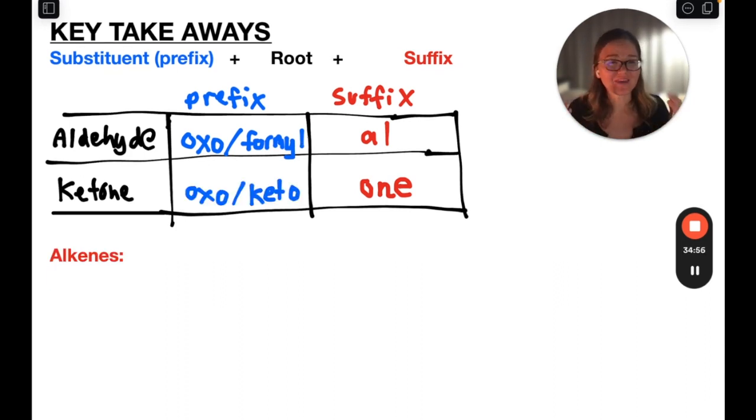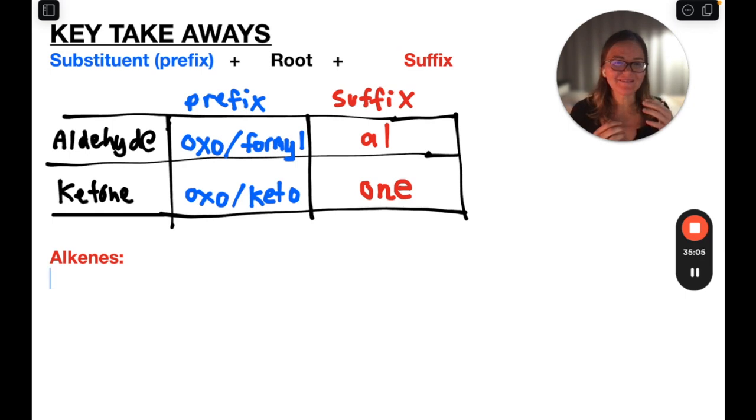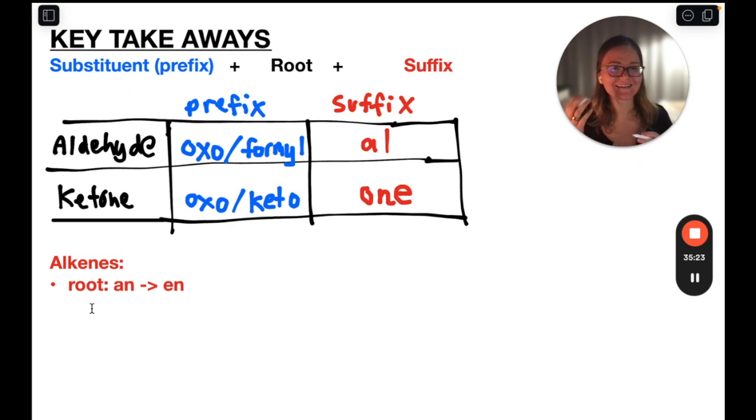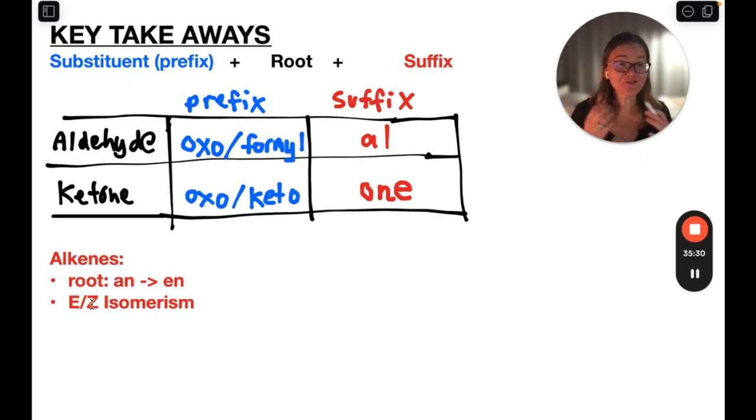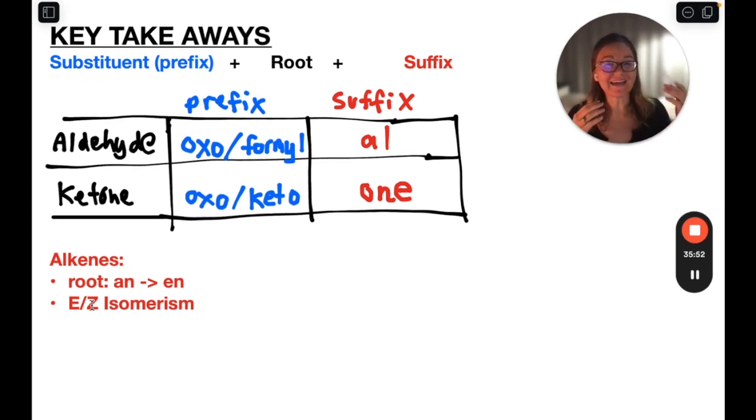Then we got into the idea of alkenes. What happens if we have a molecule with an aldehyde or a ketone that has double bonds in it? Well, first thing we're going to do is we're going to change that root from an -an for alkane to an -en for alkene. So for example, instead of pentan-, we might have penten- with an -en. We also talked about the idea of E and Z isomerism, and that has to do with whether our highest priority functional groups attached to the 2 carbons in our double bond are on the same side of the double bond or on opposite sides of the double bond. If they're on the same side of the double bond, then we have a Z isomer. If they're on opposite sides of the double bond, then we have an E isomer.